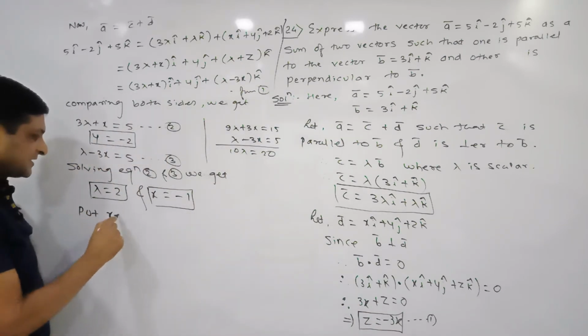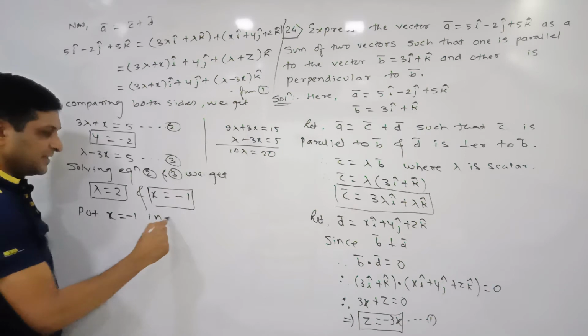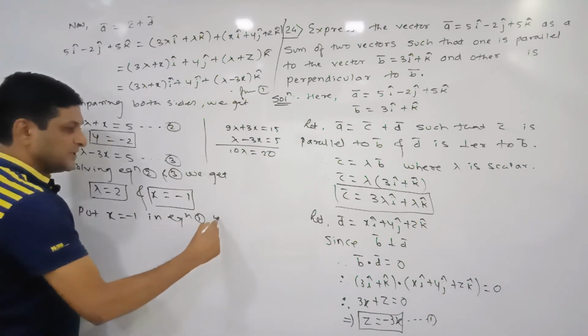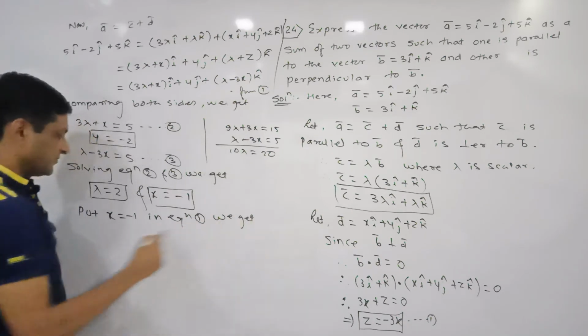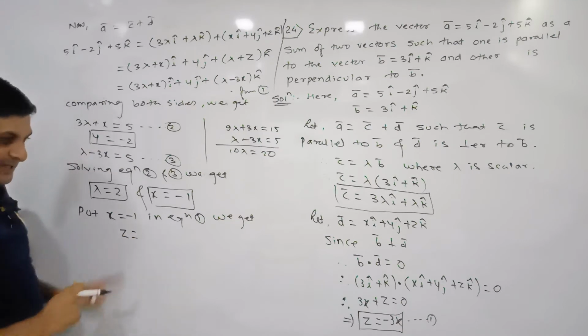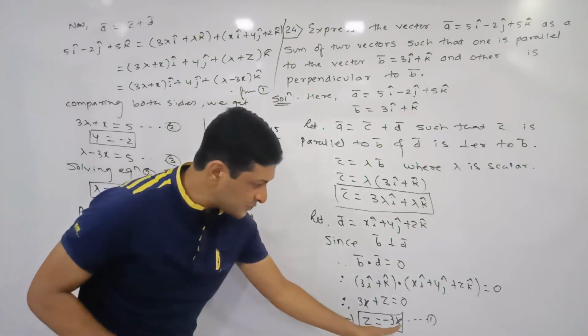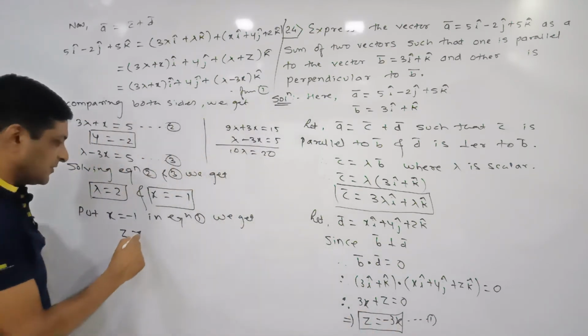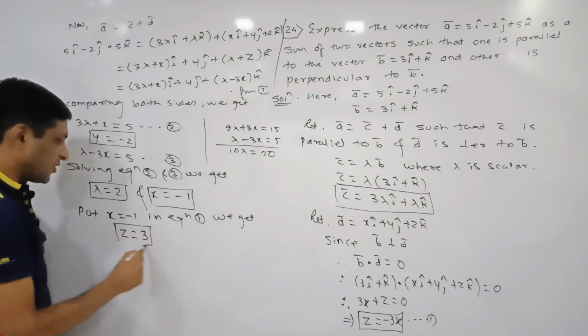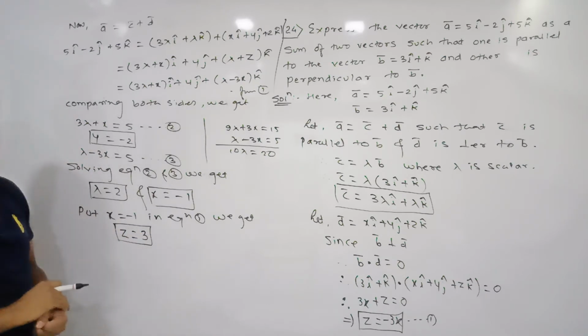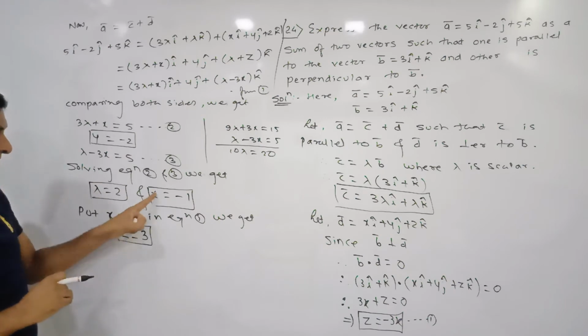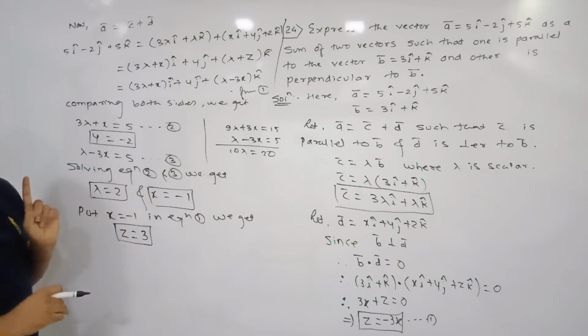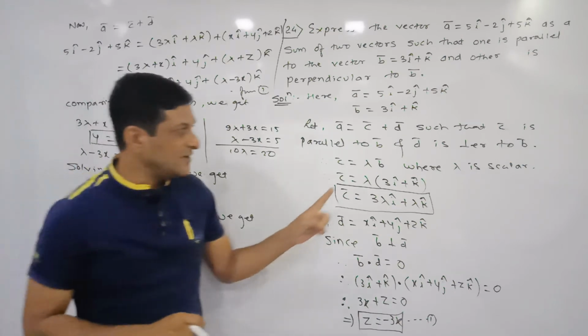So put x equal to minus 1 in equation first, let us see what we will get. We will get z equal to, substituting x equal to minus 1 into minus 3, will be equal to what? Plus 3. In this way we have got all our required values, means x, y, z and lambda, and these values are required to find the value of what?